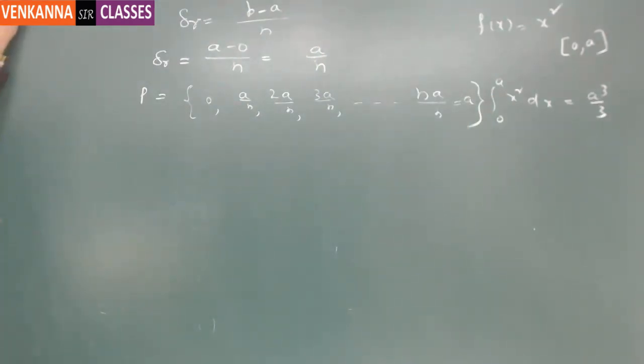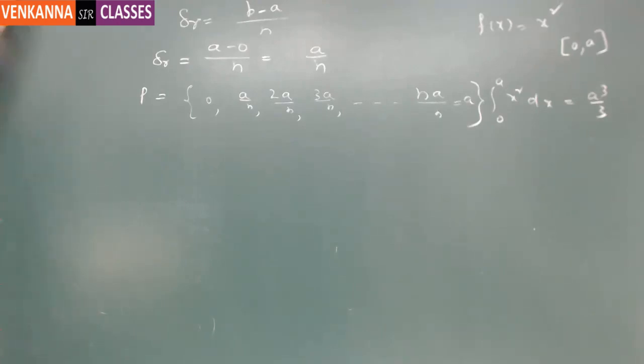So is that clear how the partition is chosen here? Any questions? Usually you take n segments on the subinterval. So the length of the subinterval is divided by n. So a minus 0 by n. So a by n is nothing but the subinterval length delta r. Usually we take equal subintervals, not different subintervals.